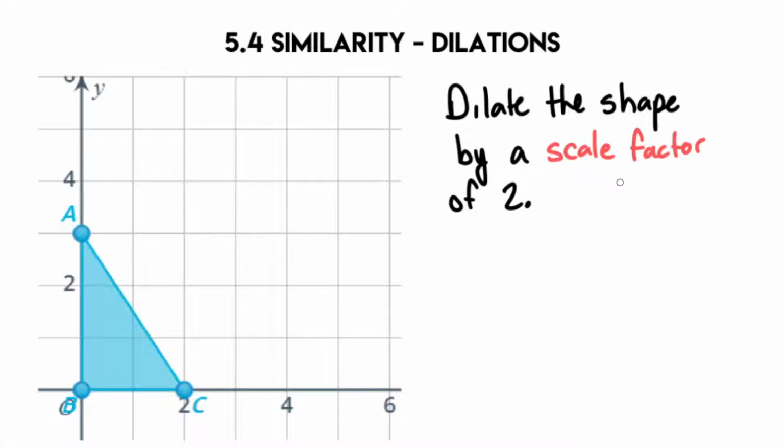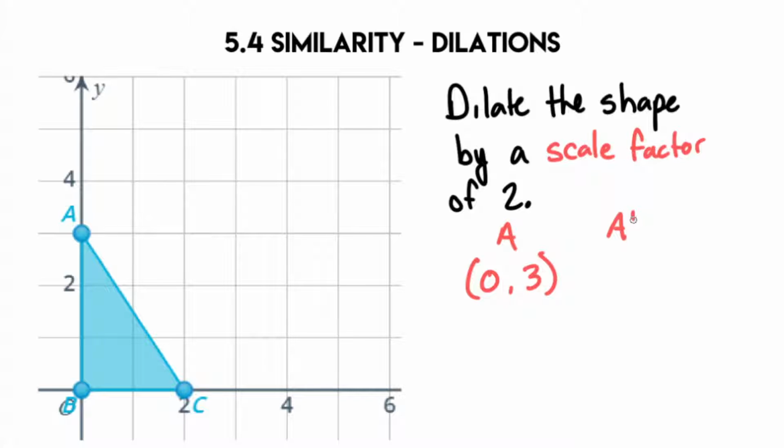Now this is done very similar to how you would do translations or rotations, in that you want to take this very much point by point. Starting at A, A starts at the point 0, 3. So A is at this point here. When we have a scale factor of 2, that means we're going to be multiplying 2 by both of these to get our new position.